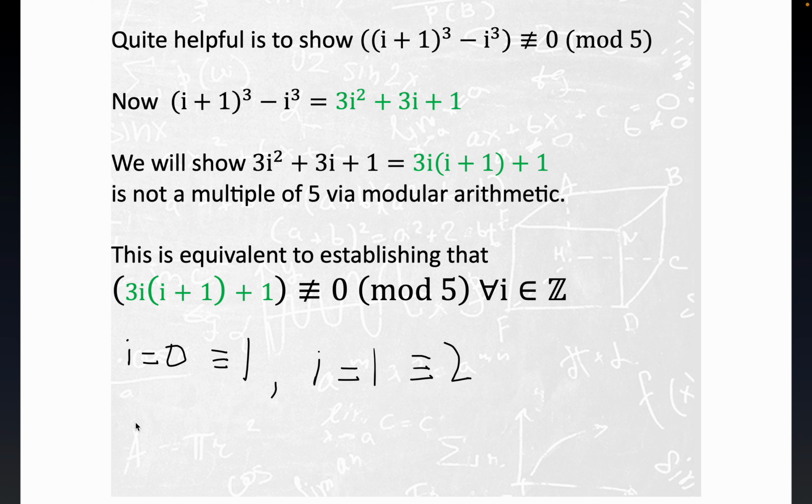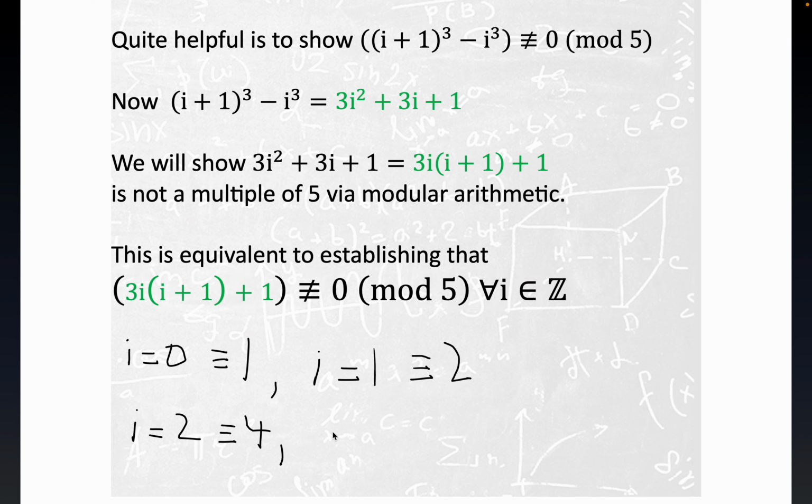Remember, we just have to check the 5 remainders, the smallest residue classes, as they call it in number theory. So for i equals 2, we get 3 times 2 is 6, times 3 is 18, plus 1 is 19, which is congruent to 4 mod 5. Again, I'll double check the arithmetic: 6 times 3 is 18, plus 1 is 19, and that is congruent to 4.